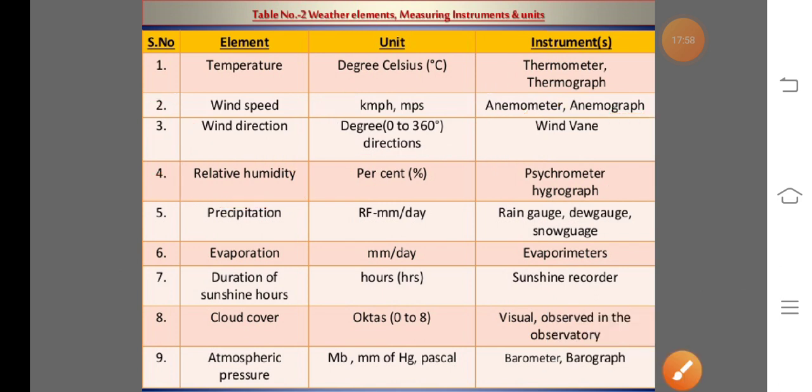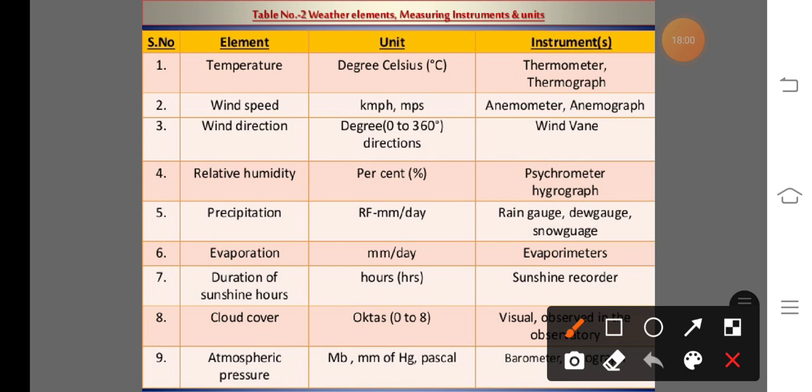Next one, precipitation, including rainfall and snowfall, and it is expressed in mm per day, that means millimeter per day. This precipitation is recorded by using a rain gauge and snow gauge. If it is for recording rainfall, a rain gauge is used, and for recording snowfall, a snow gauge is used.